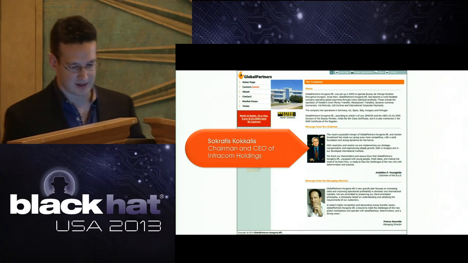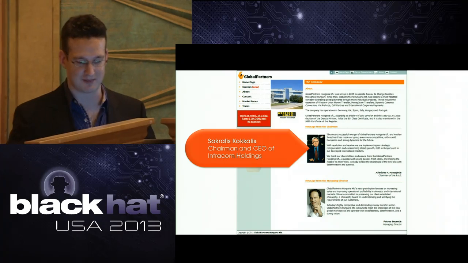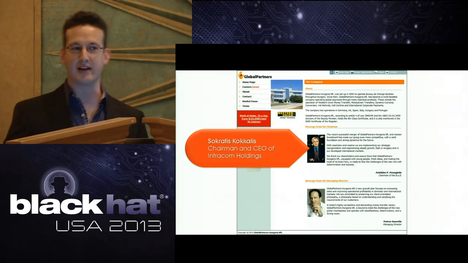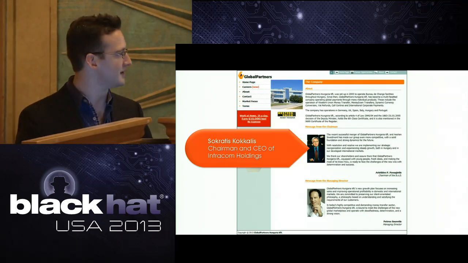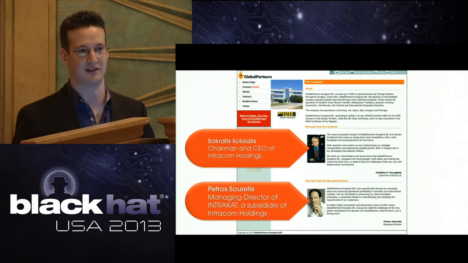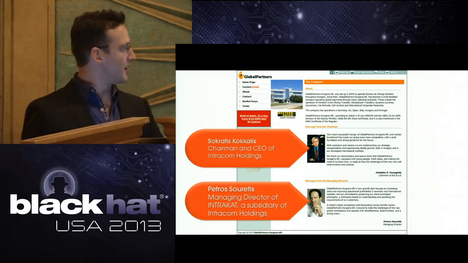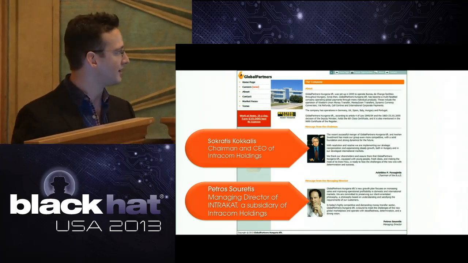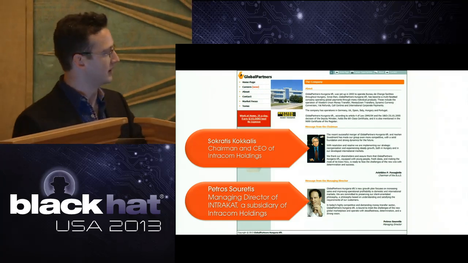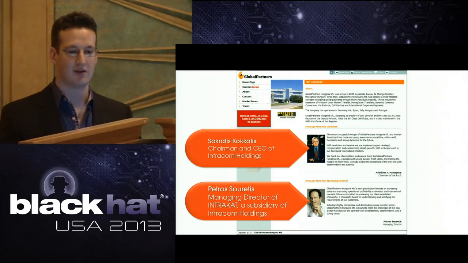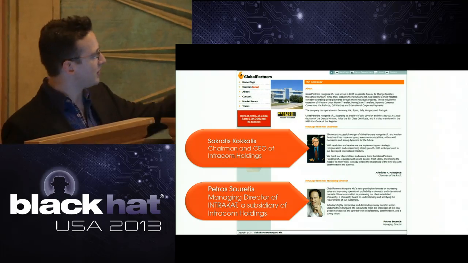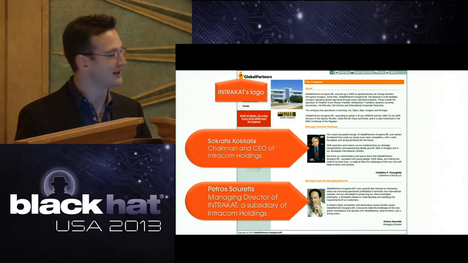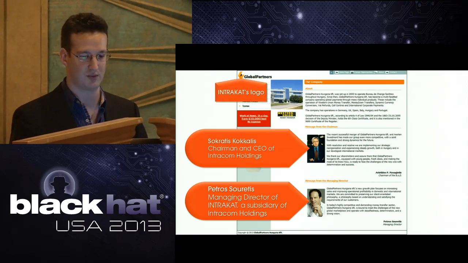What about the second guy? Petros Tsouratis, managing director of Global Partners. Well, it turns out the real name of Petros Tsouratis is, well, it's Petros Tsouratis, that is his real name. But he doesn't really work for Global Partners KFT. He works for Intercats, a subsidiary of Intercom Holdings. What about the logo at the top, the logo for Global Partners KFT? Hard to believe, I know, but it is actually the logo from Intercats' website.